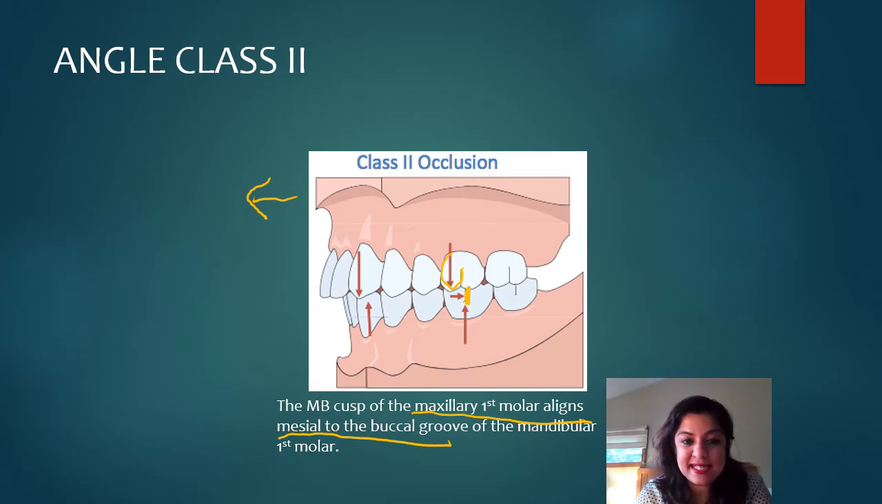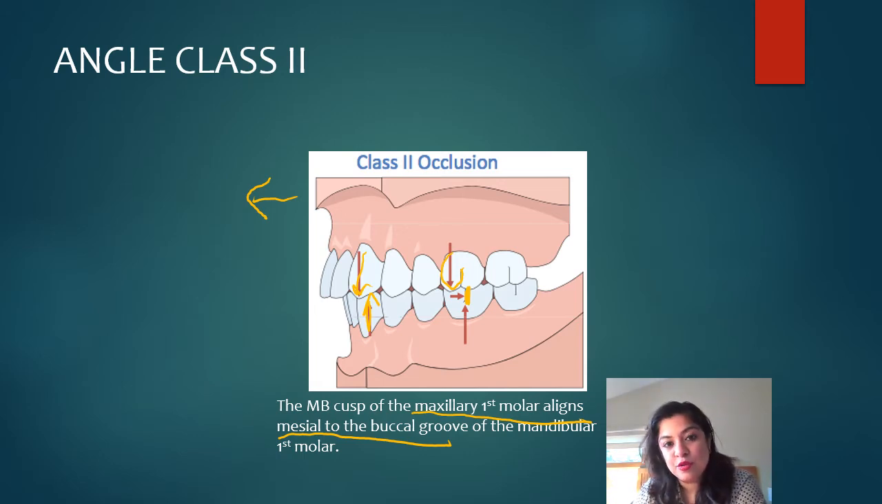So in cases like this, you're also going to see the canine is going to be end on with the lower canine, or you can also have the canine forward or mesial to the lower canine. Now, in this kind of a bite, the patient is going to come in and tell you, I have buck teeth, or they're going to tell you that I have a big overbite. So that is a sign of class 2 occlusion.